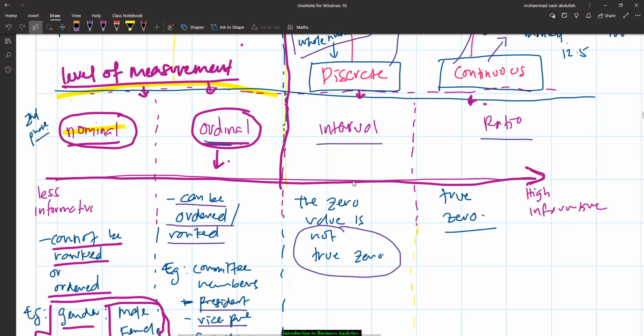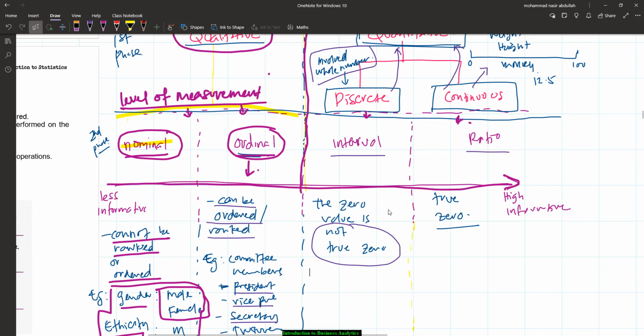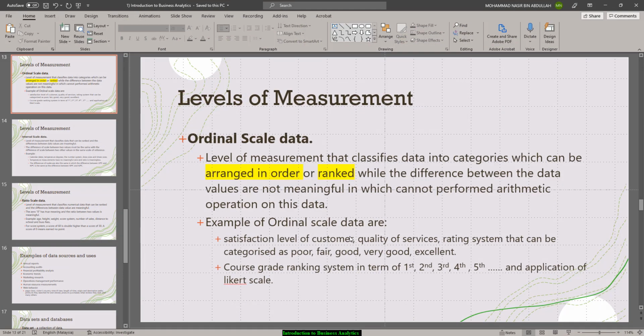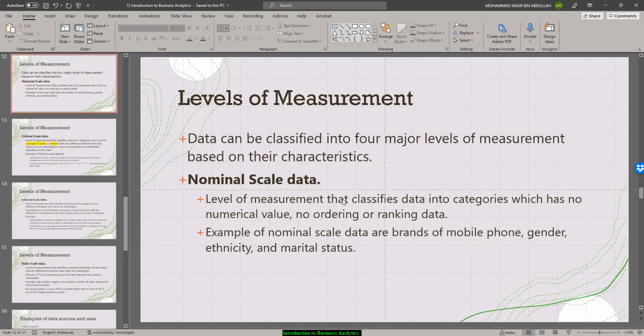Yes? Trying to understand, yes. Good. So you try to understand. So very simple to understand. I made it in this form so it's easy to understand. We can look here.